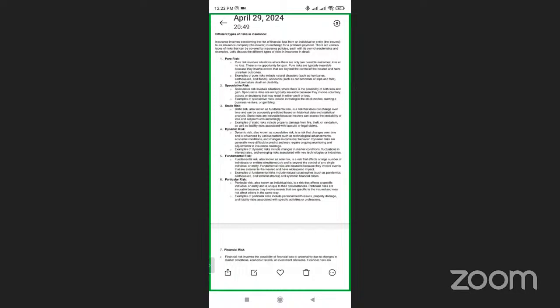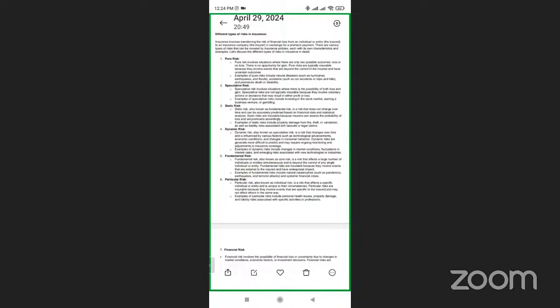Examples of particular risk include personal health issues. Whatever personal health issues you have, it's not mandatory that I have that same health problem. My health condition is different from yours. So you might have to take health insurance against the risk to which your health is exposed, and I will have to take health insurance against the risk to which my health is exposed.